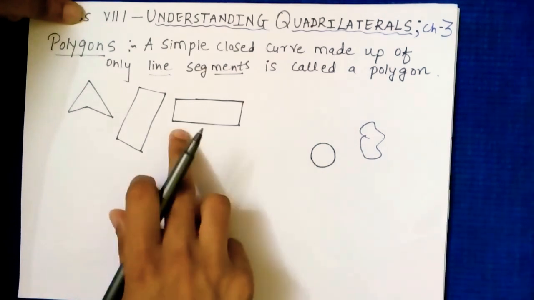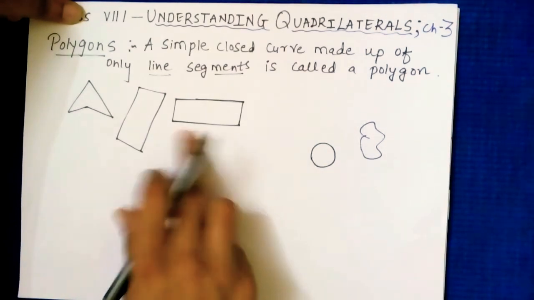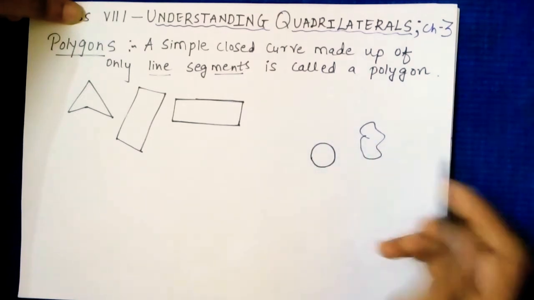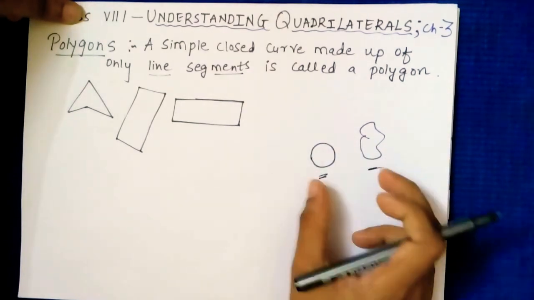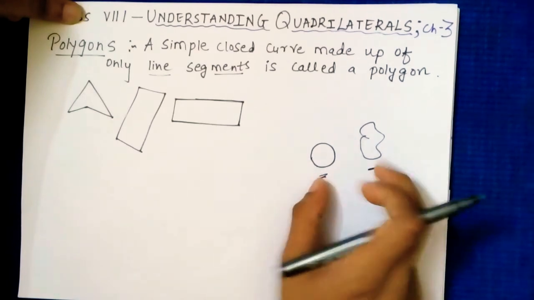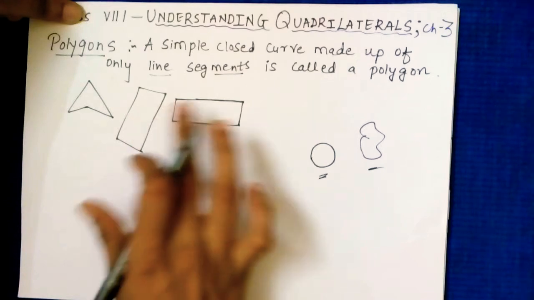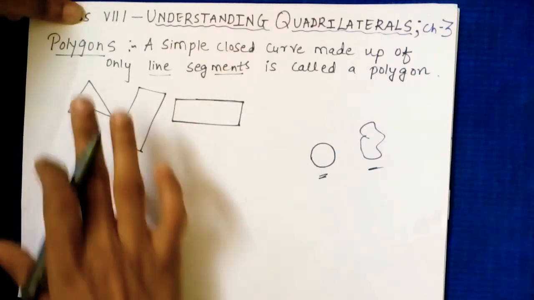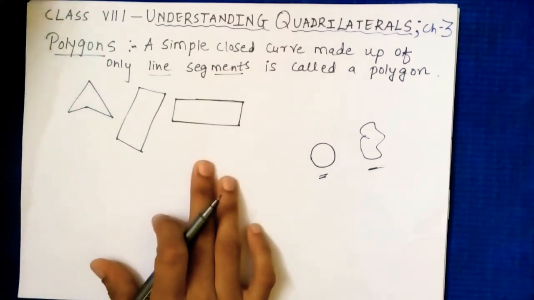These are polygons because they are made up of line segments. Here there are no line segments. Line segments are always straight. So here there are no line segments. So these two are closed curves, but they are not polygons. Now these are also closed and they are made up of line segments also. So these are polygons. So this was about polygons.